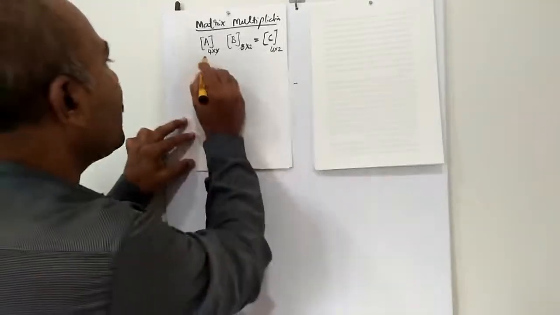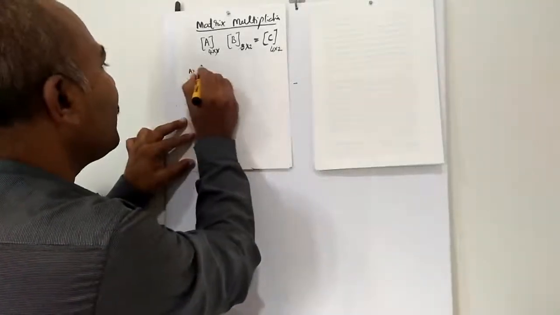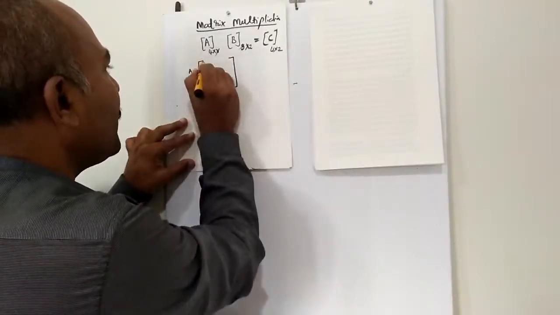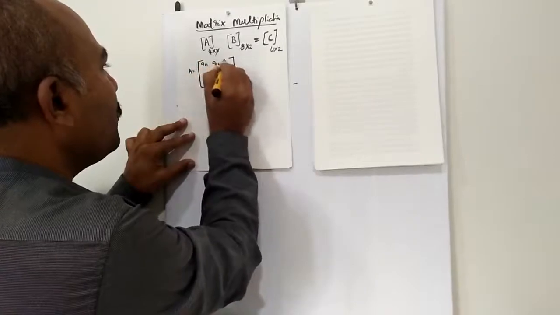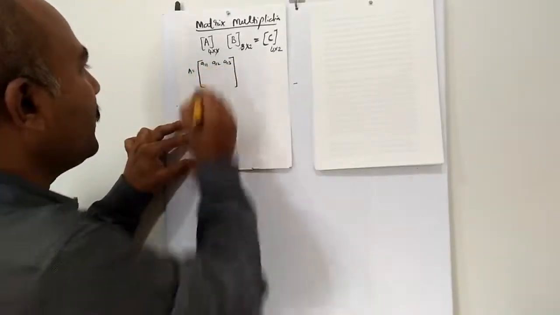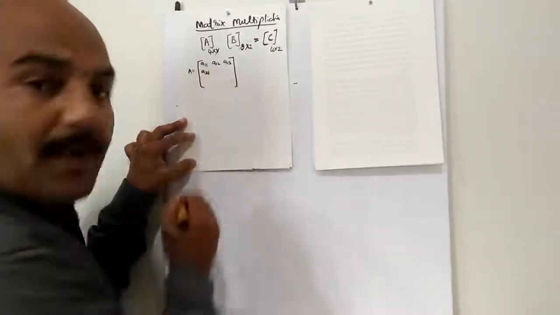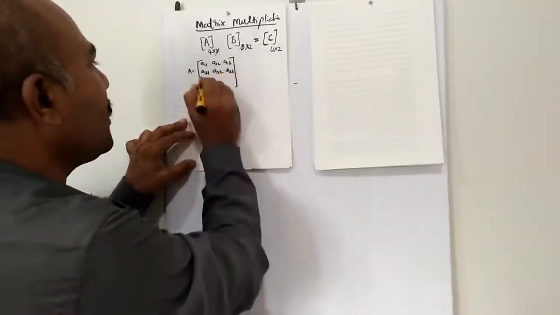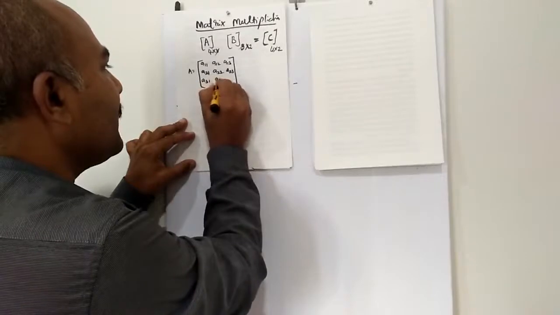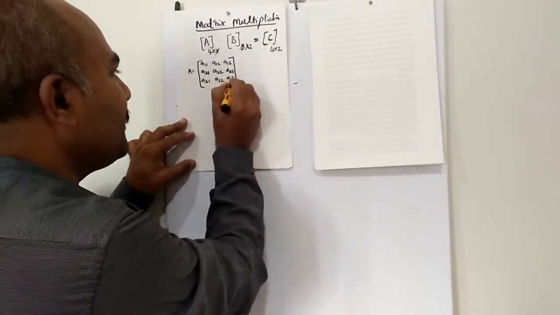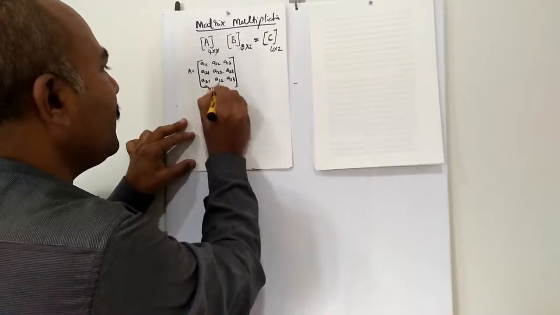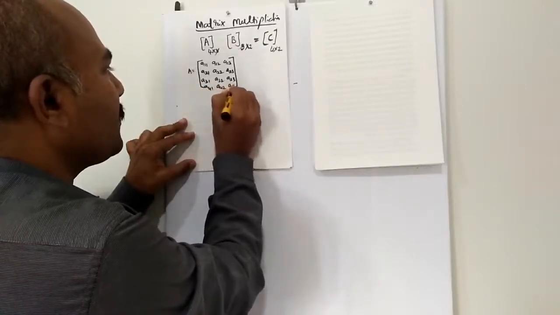So the A matrix is equal to 4 rows and 3 columns: first row A11, A12, A13. Then second row, A21, A22, A23. Then third row, A31, A32, A33. Then the fourth row, A41, A42, A43.